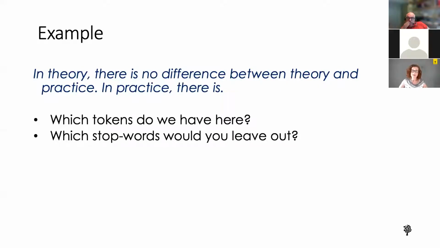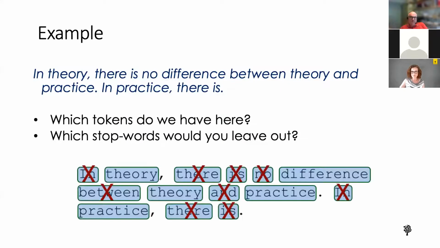Let's take a look at an example. This is a very short document, but if you want to classify tweets from Twitter, they will also be rather short, but mostly this is short for example purposes. The text reads, in theory, there is no difference between theory and practice. In practice, there is. So which tokens do we have here, and which stop words would we leave out?